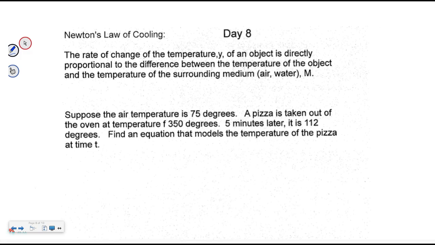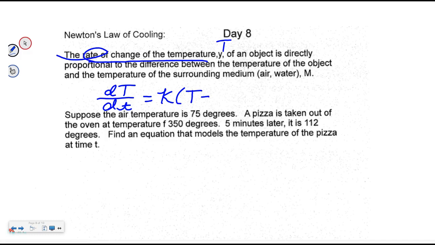What he discovered is that the rate of change of temperature, we'll call that capital T, make sure it looks capital to you because we also have time going by. So the rate of change of a temperature, and this says y but we're going to make it T for temperature, of an object is directly proportional to, and this is where it's different, it's not exponential growth, it's not directly proportional to its temperature. It's directly proportional to the difference between its temperature and what we call the surrounding medium.